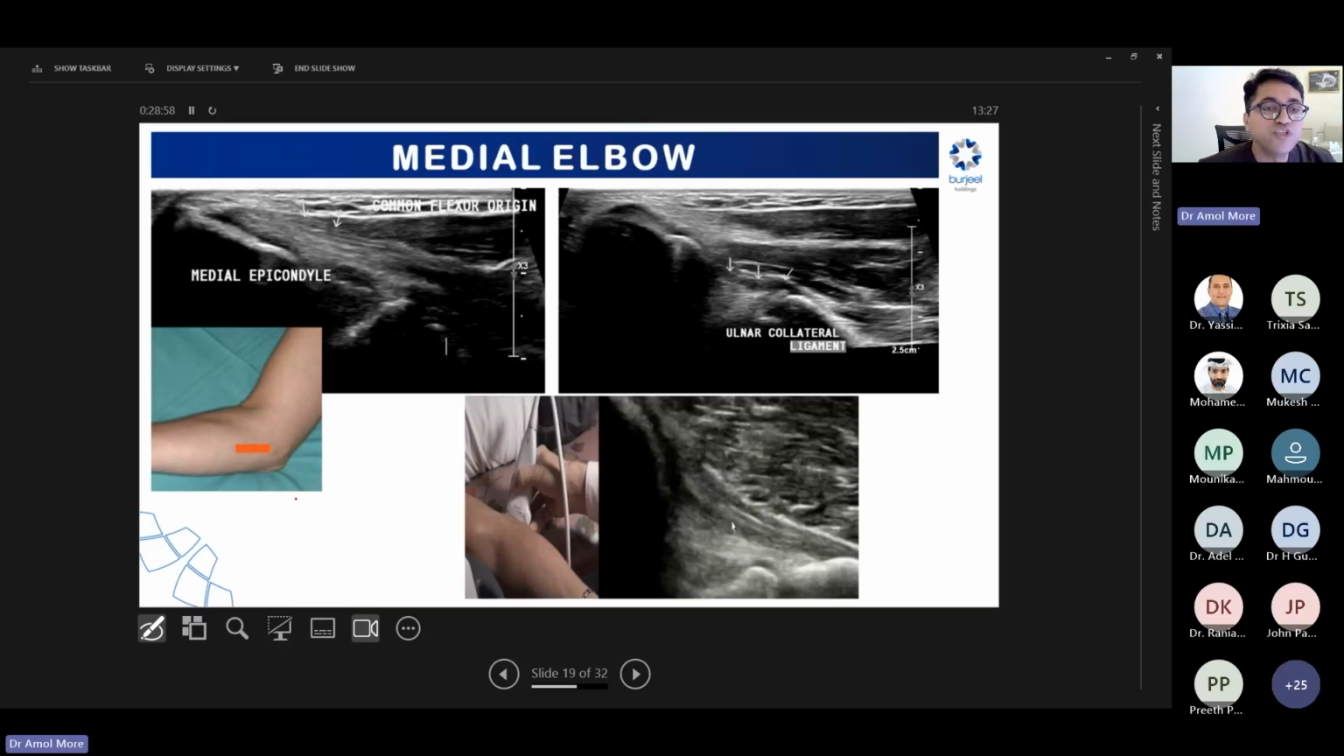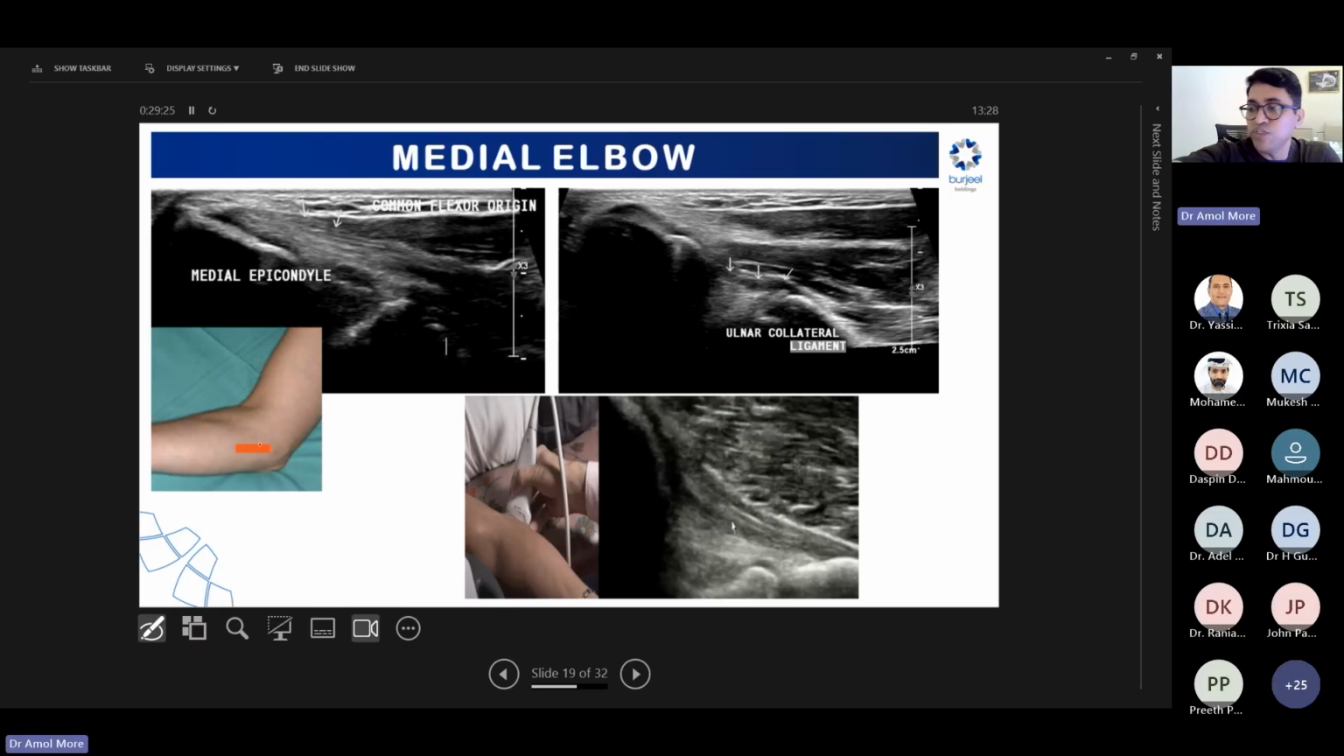This is the probe position. We have located the medial epicondyle, and now we have kept our probe alignment towards the thenar aspect. Locate the medial epicondyle, keep your probe in the thenar orientation, and you will see the nicely looking common flexor origin from the medial epicondyle.